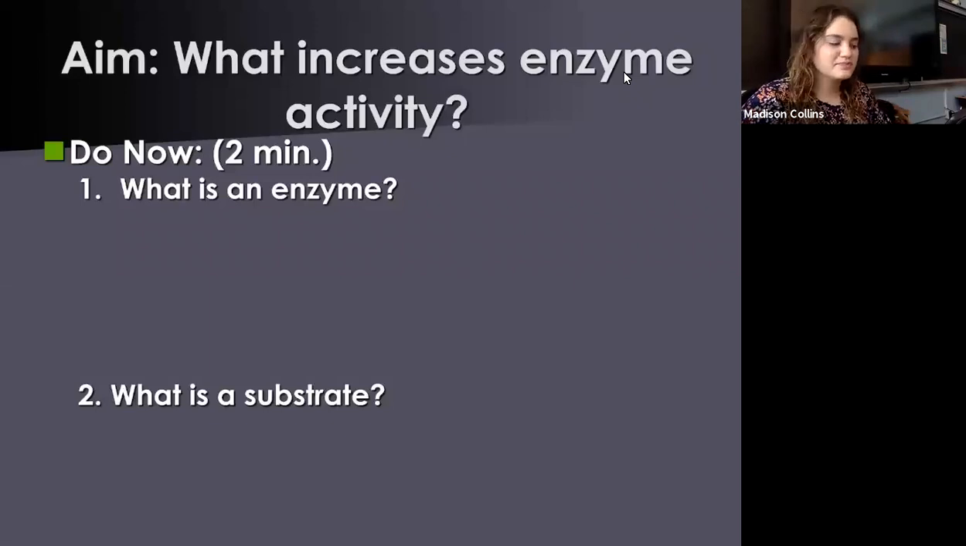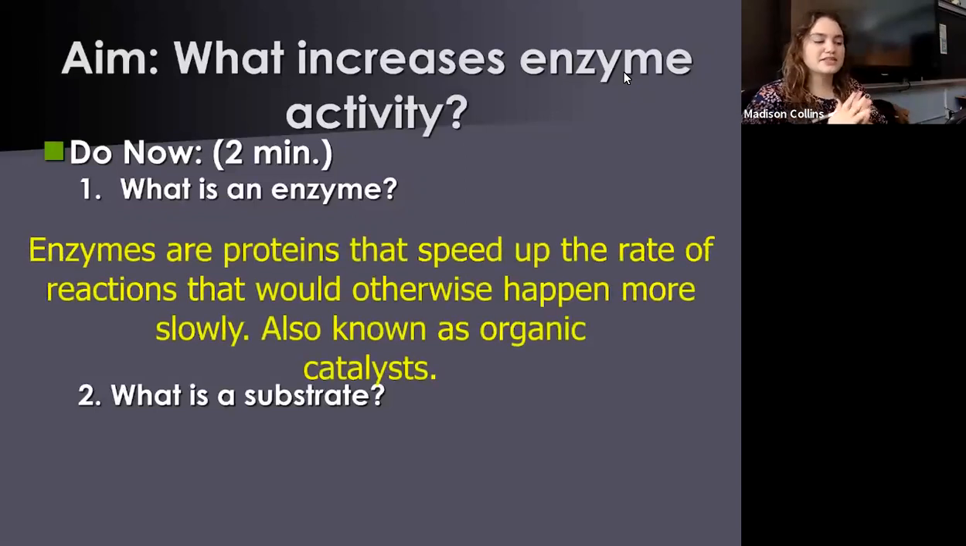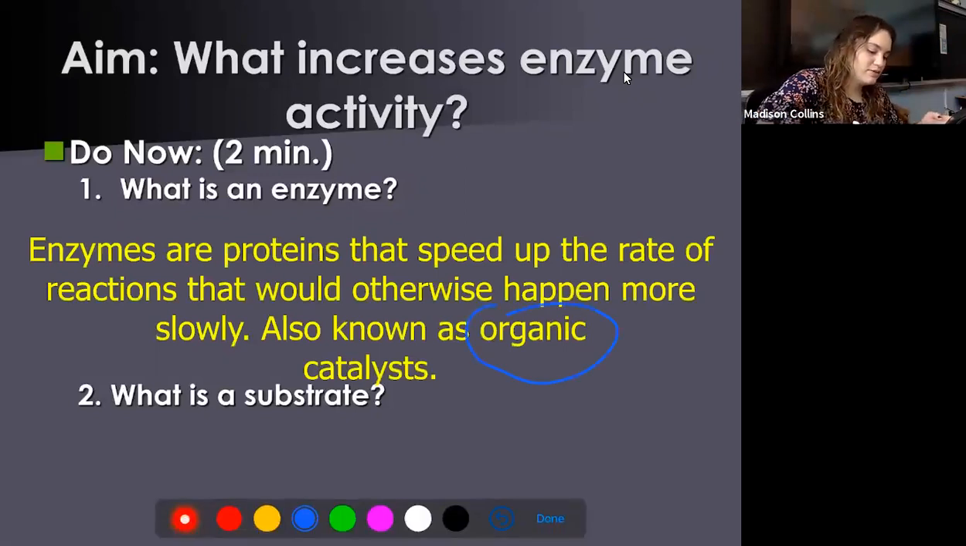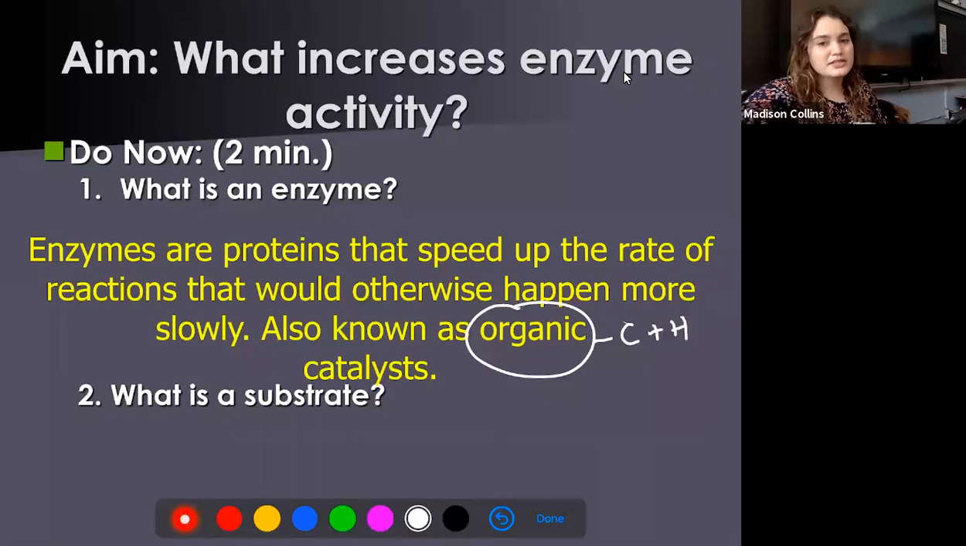So question number 1, what is an enzyme? You should have written something like this. Enzymes are proteins that speed up the rate of reactions that would otherwise happen more slowly. We also call them organic catalysts. We call them organic because, once again, they are made up of carbon and hydrogen because they're proteins.